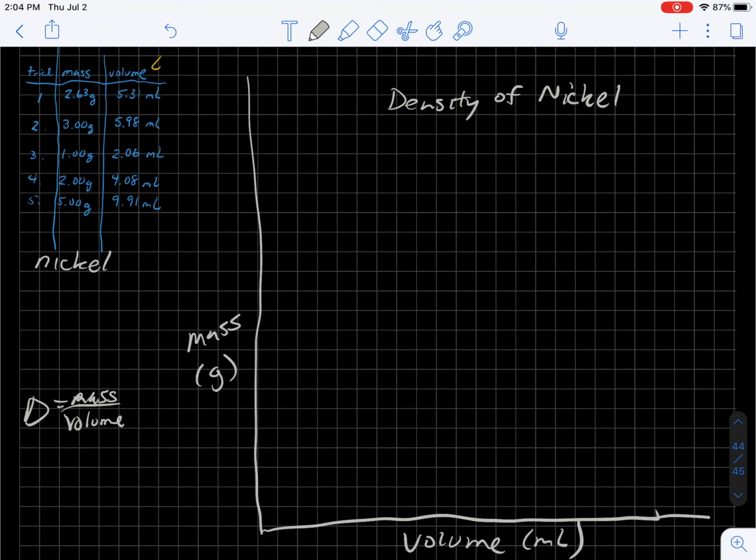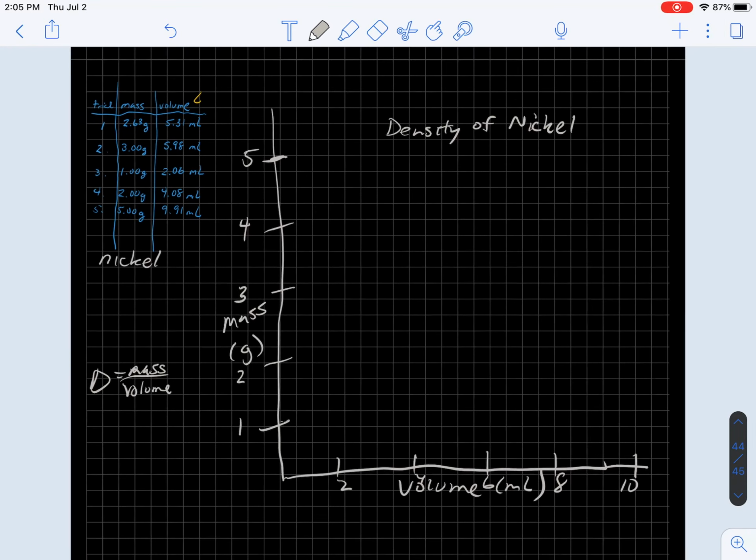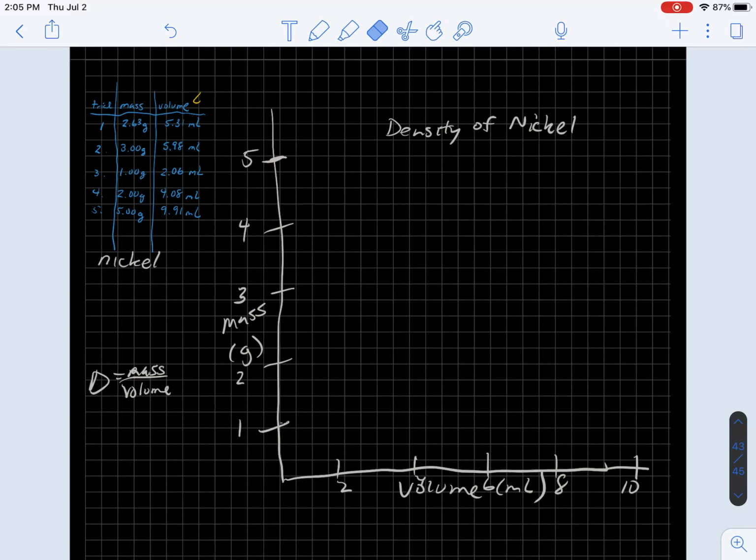So now we're going to plot the points like we normally do. Let's set up our axis. We want to stretch this axis. So if mass goes from 1 to 5, we're going to put the 5 up here, and then let's say we do 4, 3, 2, 1, like that. And for volume, our maximum is around 10. So we're going to put that out here, and we'll do 2, 4, 6, 8, and 10. Okay, we can do that. Of course, this is a little sloppy, so I'm going to get rid of the volume, and I'm going to draw it a little bit better down here.